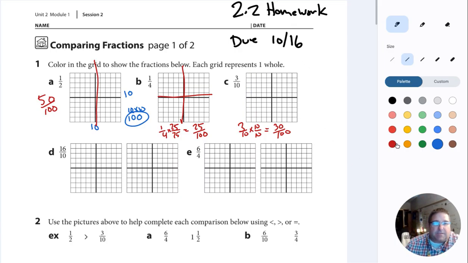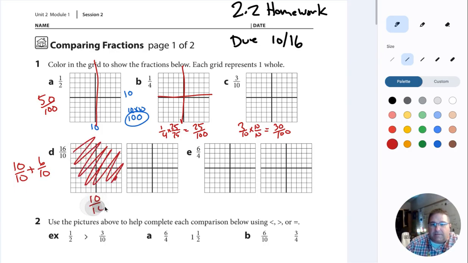Now 16/10. Well, that's going to be more than one whole, right? This is an improper fraction. In class, we talked about improper fractions where our numerator is larger than our denominator. So that 16/10 is really 10/10 plus 6/10, right? So if we shade in this whole one, that'd be 10/10, and then we need to do 6/10 over here, or in other words, 6 of these rows. Okay?